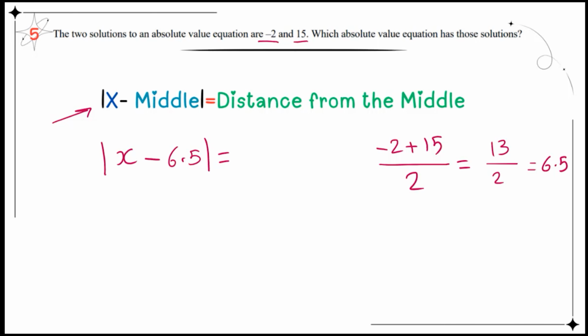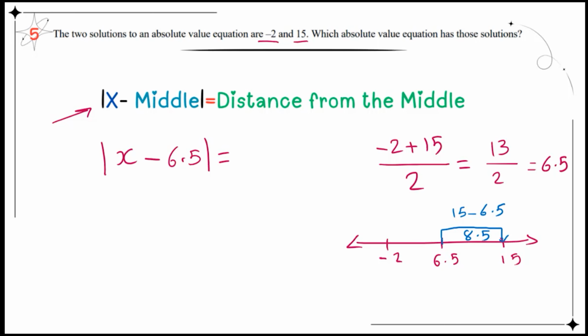Okay, now we need to calculate the distance. Imagine this is the number line, 6.5 in the middle. This number here is 15 and another number here should be negative 2. Now we need to calculate the distance from the middle. From 6.5 to reach 15, we subtract 6.5 from 15, and the answer should be positive, because the distance should always be positive. If your answer is negative, you cancel the negative and take it positive. 15 minus 6.5 will be 8.5.